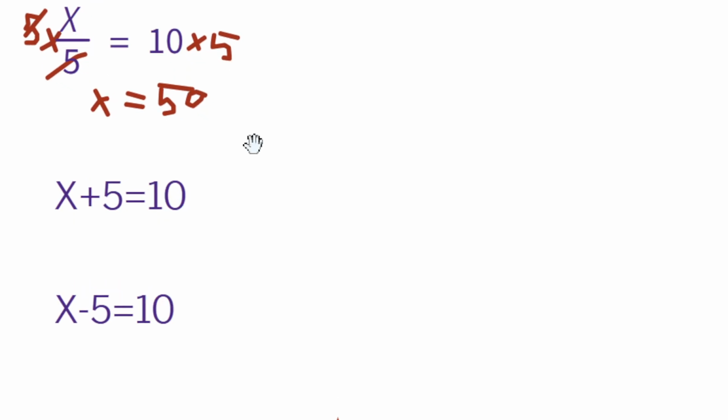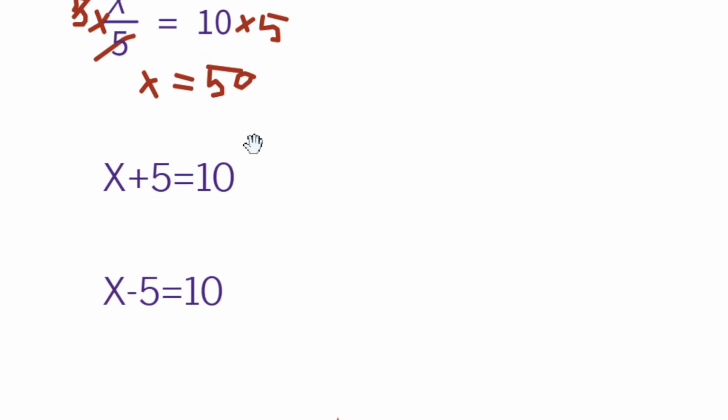Now let's do these two. x plus 5 equals 10. Is it plus? Yes, plus. So do the opposite of plus. So it's minus. Cancel the 5s. x equals 10 minus 5, which is 5.